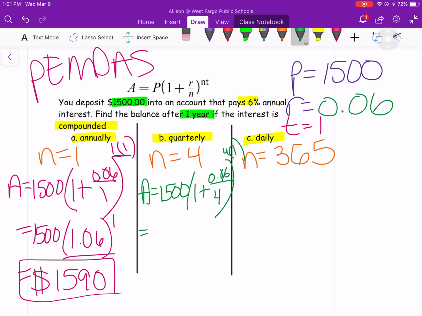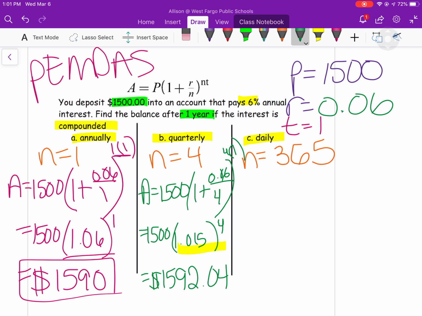Following my order of operations, I'm going to get what's inside the parentheses here. You do 0.06 divided by 4, and you get 0.015, and then 1 plus that's going to be 1 plus 0.015. And then on the outside here, 4 times 1 is to the 4th power. Then I did the exponent here first, and then times 1,500, and I'm going to get $1,592.04.